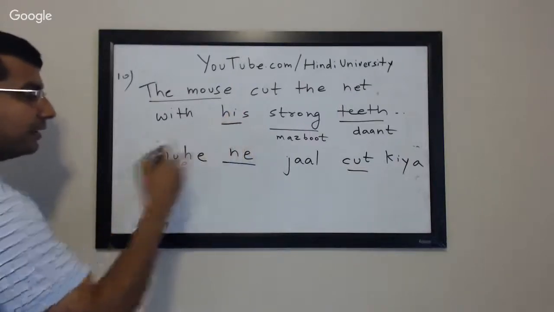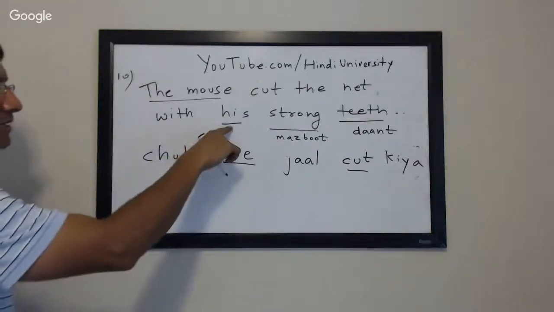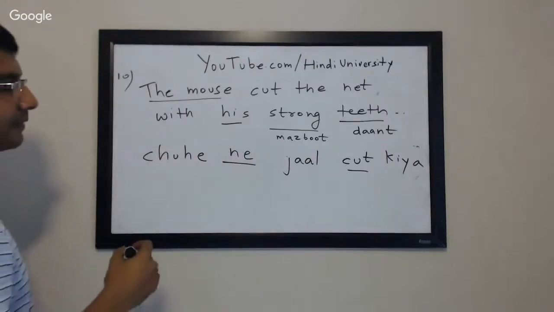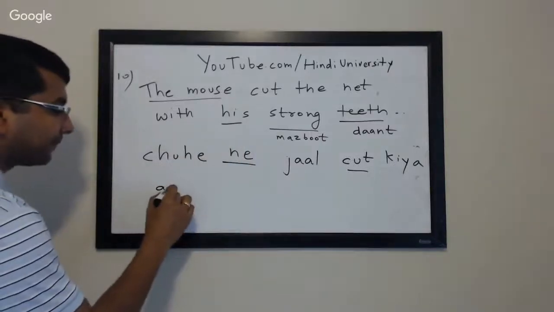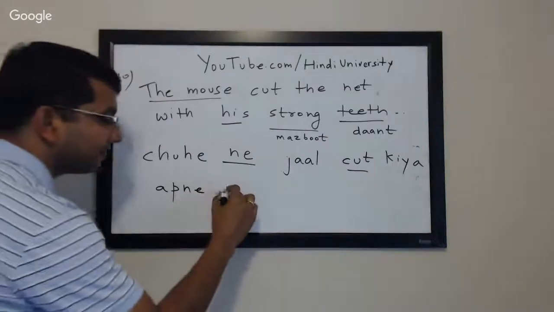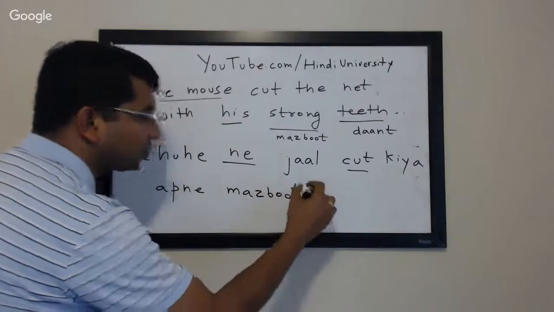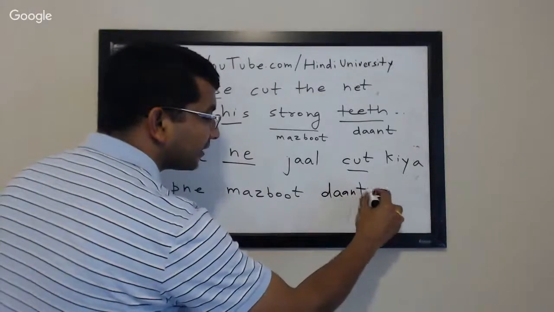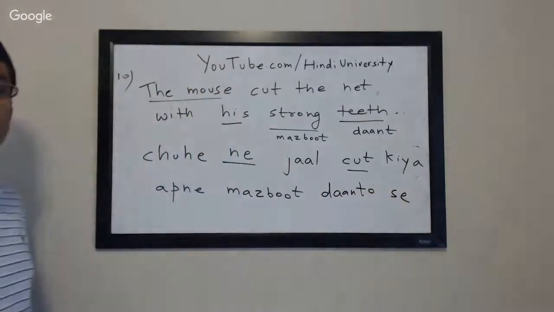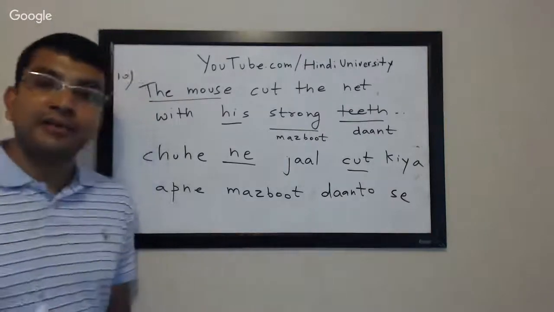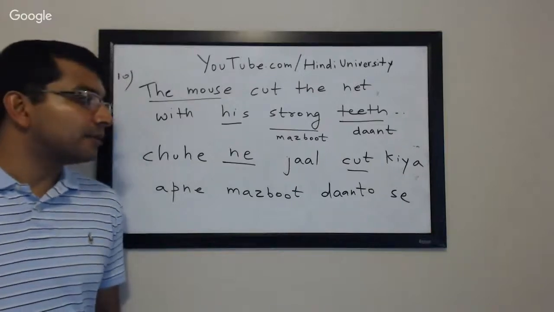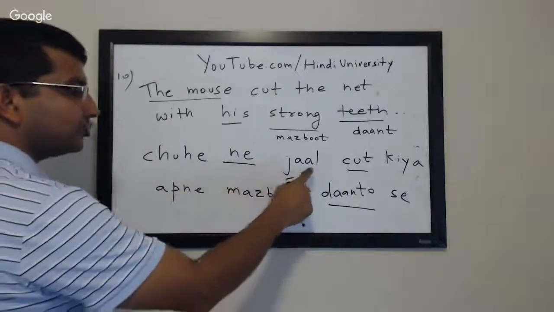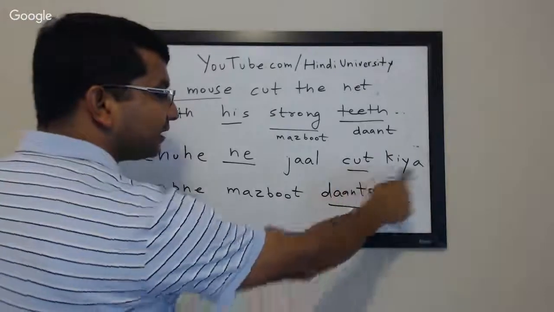Uski mazboot dant ke liye. No, his, whose teeth? With the mouse's teeth, so it would be apne. Apne mazboot dant. So plural oblique case would be? Danto se. Remember, like ladke becomes ladko. Ladko se. So dant is singular as well as plural, but when you're using the oblique case, it would be danto se. So the sentence is chuhe ne jal ko apne mazboot danton se cut kiya.